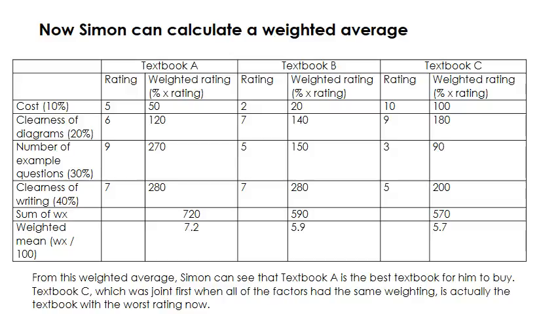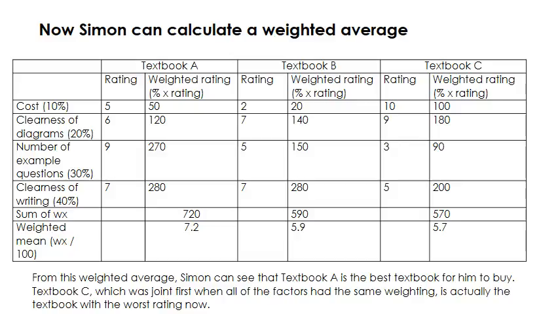Now that he's got this idea of giving a weight to the values, he can calculate a weighted average. This table looks horribly complicated, but it's quite straightforward. In the left-hand column you've got each factor, and there's a percentage for each. If we just look at the textbook A column, the cost has a rating of 5, but the cost has a 10% weighting. So we calculate the weight times the value: 10% times 5 is 50.